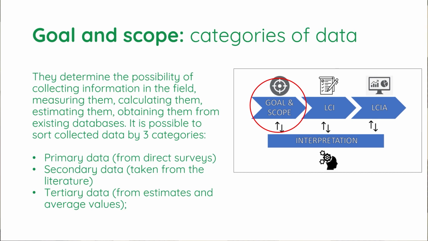Then we have the categories of data. Basically, they determine the possibility of collecting information in the field, measuring, calculating, estimating them, and obtaining them from existing databases. Here it is possible to sort collected data by 3 essential categories: the primary data, the secondary data, and the tertiary data.